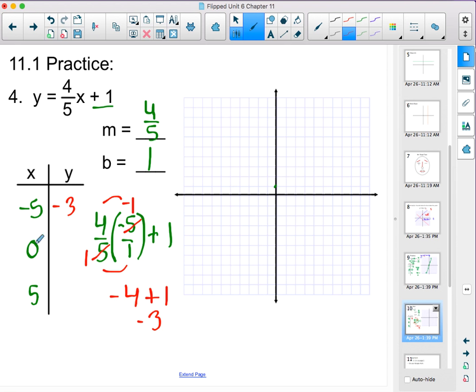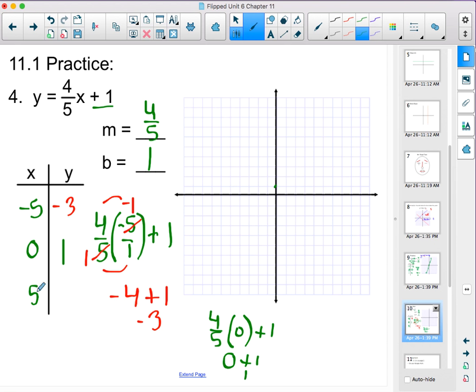Let's see that again with the 0 in for x. 4/5 times 0. Don't forget to add the +1 at the end. 4/5 times 0 is 0. Any number times 0 is 0. So I get 0 plus 1. Simplify that. And that tells me that when x is 0, y is +1.